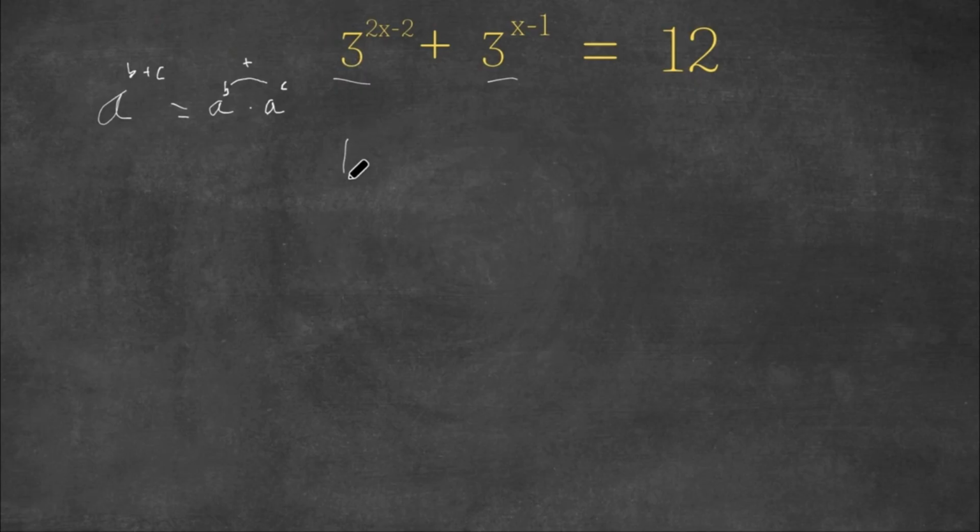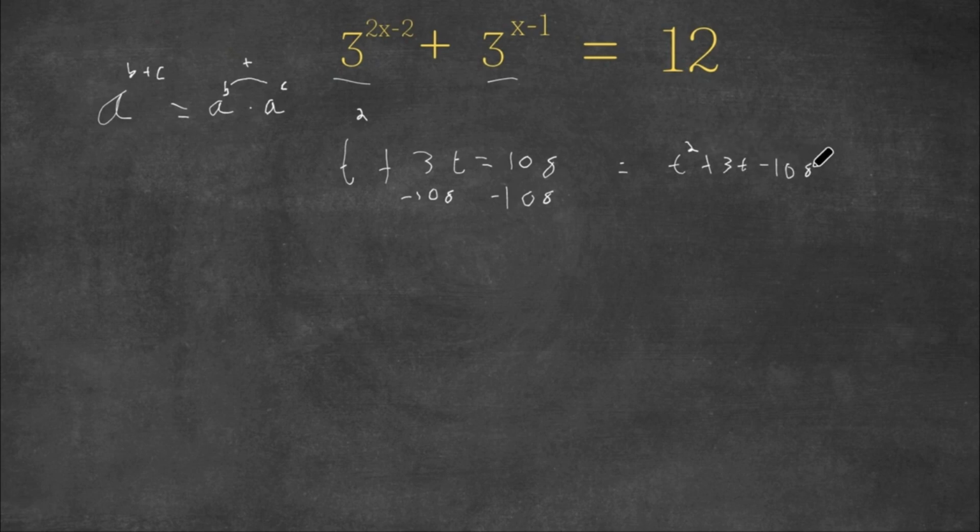So this would give us t squared plus 3t equals 108. And now we're going to subtract 108 on both sides. So this would give us t squared plus 3t minus 108 equals 0. And now, as you can see, we have a quadratic equation.